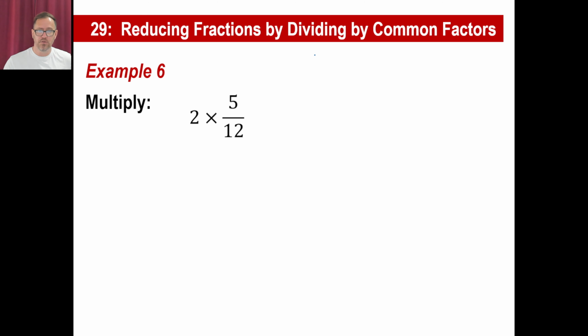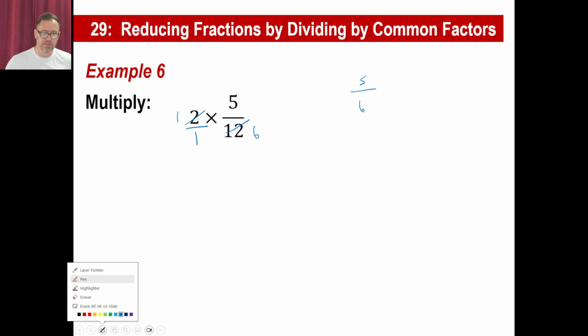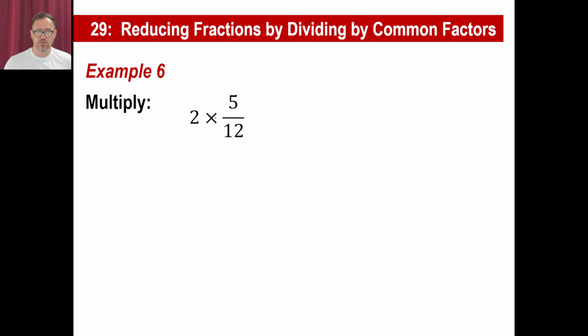Okay, if you did this, you could have done 2 things. You could have gone like this and said that's 2 over 1. And you could have said, wait, 2 is on top, 12 is on bottom. Wait, 2 goes into 2 1 time. 2 goes into 12 6 times. So 1 times 5 is 5. 1 times 6 is 6. Got it, 5/6. Or you might have done this. You might have just said, okay, 2 times 5 is 10, and then 12 is on the bottom. And then you went, wait a minute, those are even numbers. Okay, 2 goes into 10 5 times. 2 goes into 12 6 times. Got it, same thing, it's okay.